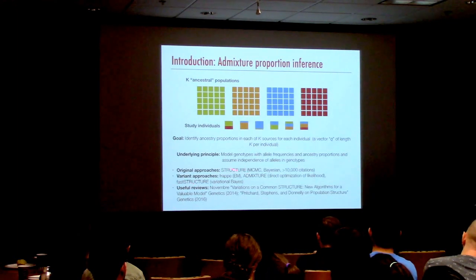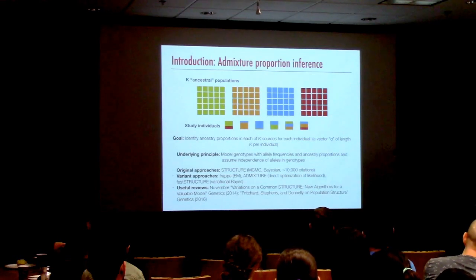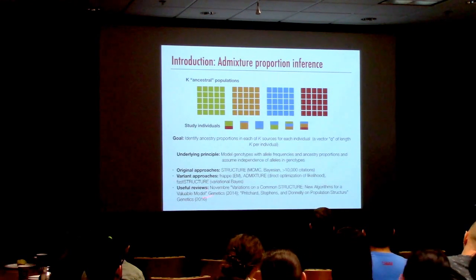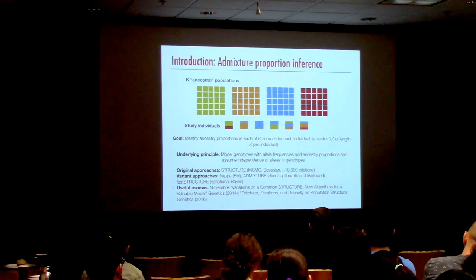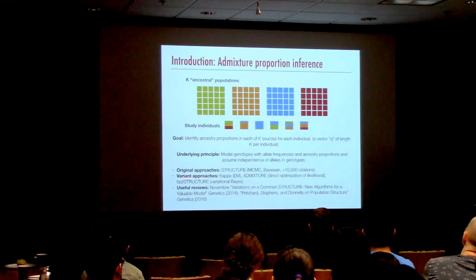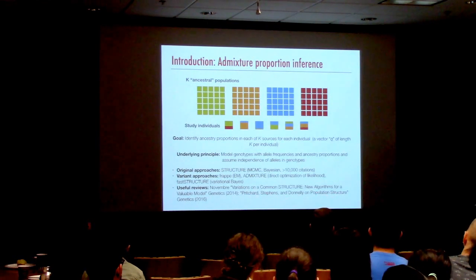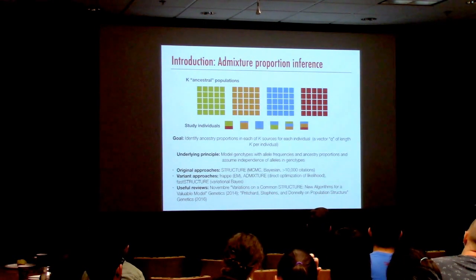The Structure authors have recently produced a variational Bayes approach called fastStructure. There are a bunch of other variant approaches, but these are some of the main ones. If you want to learn more about this, I've written two reviews about it recently. One is a News and Views on the fastStructure paper, and the other was for a special issue celebrating some of the most cited papers in genetics, which has some nice history about the Structure paper.